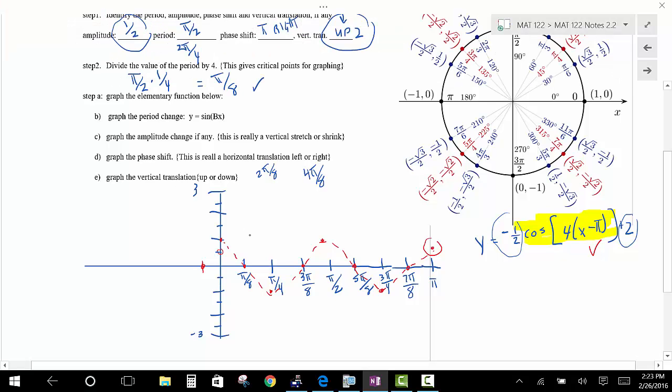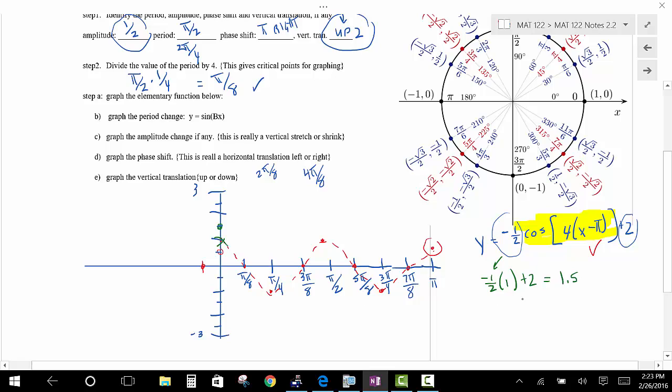Okay, so we're going to do this. This y value right here has a y value of 1. So we're going to take -1/2 times 1 plus 2. Just do that in one step. That's -1/2 plus 2, that's 1.5. So that point right there is going to move up to 1.5. Okay, and that takes care of that point.